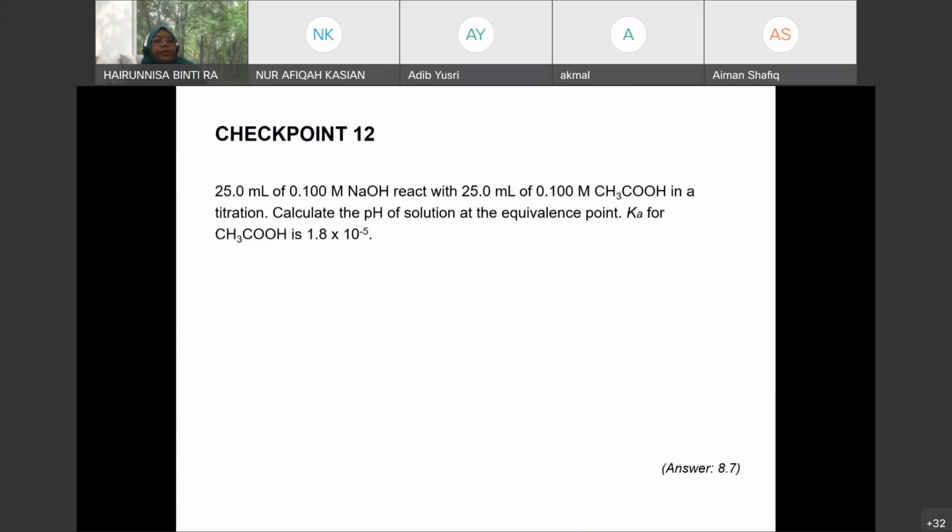So nak tengok you faham ke tak? Cuba buat ni. Checkpoint 12. I give you 3 minutes. Cuba buat properly, okay. Hopefully kalau nak faham, try lah buat ICE table dulu. And then you try buat simplifying method. Tengok dapat tak jawapan dia 8.7 tu.